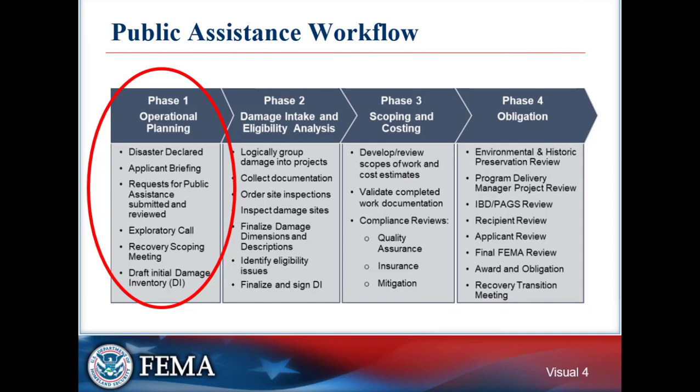You, the applicant, are going to submit your RPA, which is Request for Public Assistance. It's going to get reviewed for eligibility. If you are deemed eligible, you're going to then get a PDMG assigned to you. That PDMG is going to conduct your EC. They're going to conduct your RSM. And then finally, they're going to help you draft that initial DI, which is your damage inventory. We say initial because, as we'll talk about, that DI isn't final and can be edited up until 60 days after your recovery scoping meeting.